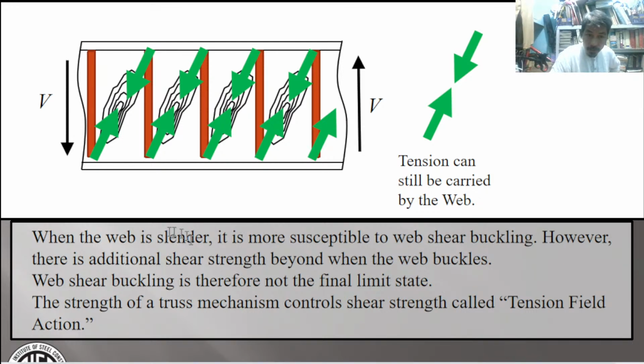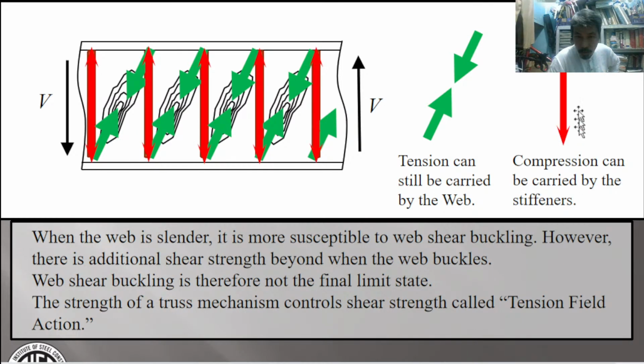Okay, slender, meaning we are in the elastic region. However, there is additional shear strength beyond when the web buckles. Web shear buckling is therefore not the final limit state. So compression can be carried by the stiffener. So this one, it looks like what? It looks like a truss. So like this, truss element. Compression element at this vertical red portion, then the green are the tension. Okay?